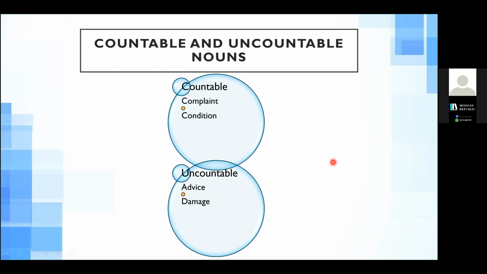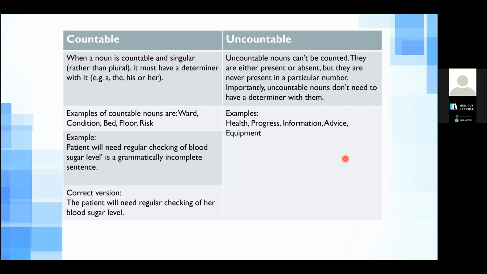When we are talking about countable and uncountable nouns, it is very important to understand that when a noun is countable and it is singular, it must have a determiner with it. We are going to discuss what a determiner is and how we use it with a noun. Just keep this in mind when we are studying countable and uncountable nouns and how to use determiners with them. If a noun is countable and singular rather than plural, it must have a determiner.